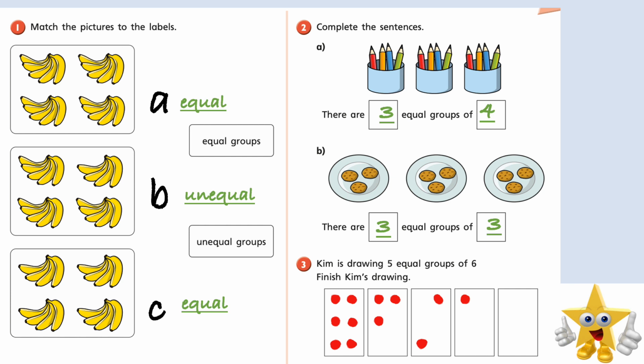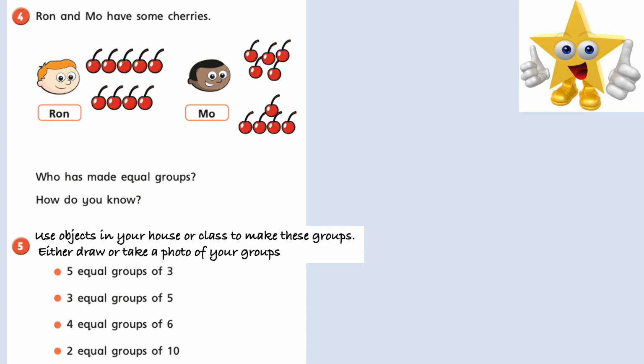How did you get on with completing the 5 equal groups of 6? Did you complete the drawing? Let's see how we got on with that. That's how it should look. How did you do? Yeah? So we've got 5 equal groups of 6. Well done. Ron and Mo have some cherries.